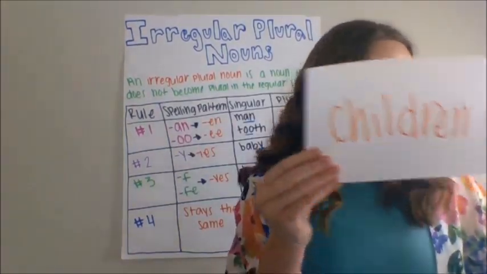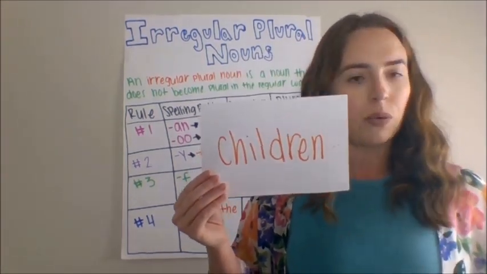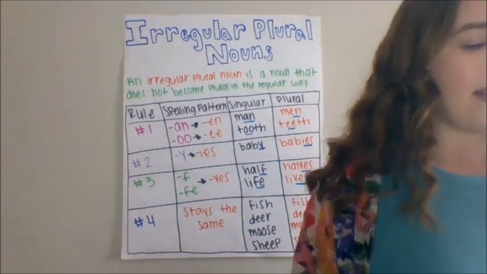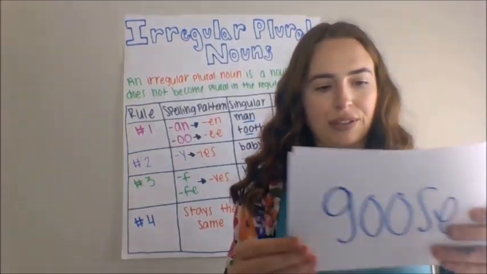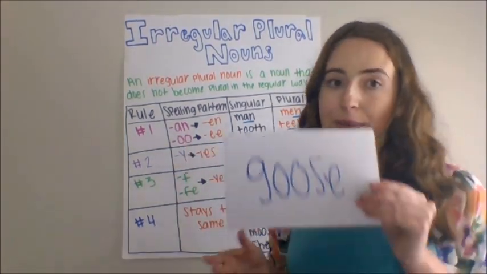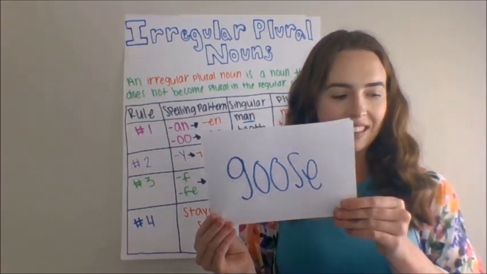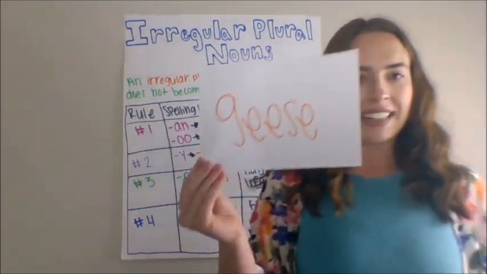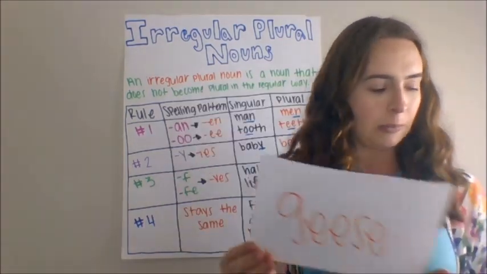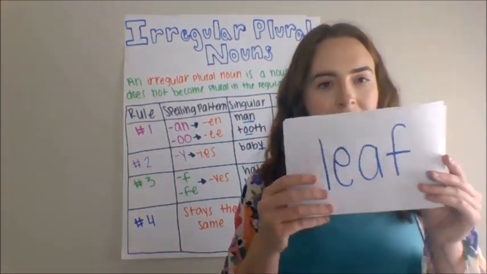If you said the plural of child is children, then you are correct. 1 child, 2 children. The next one is goose. So this follows the OO. So knowing that, what do you think more than 1 goose is? If you said geese, you're correct. Multiple geese.